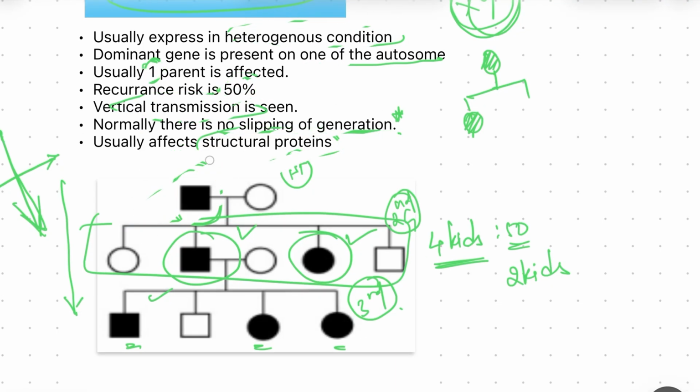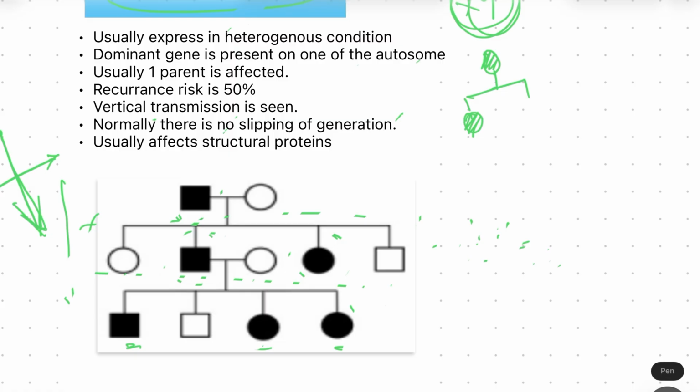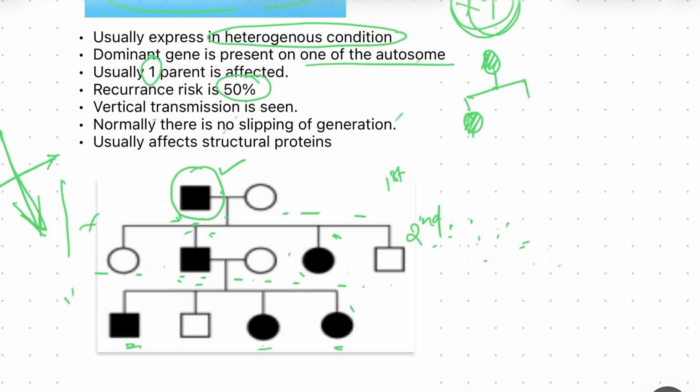So the criteria will be passed. Then vertical transmission: as you can see, all generations have been affected, so the third criteria is satisfied. Normally there is no skipping of generations. It is seen in the first generation, the second generation, and in the third generation there are affected individuals. And usually it affects structural proteins. It's a common point. I hope there is no doubt about what a pedigree is. Let's discuss once again in a short nutshell way.